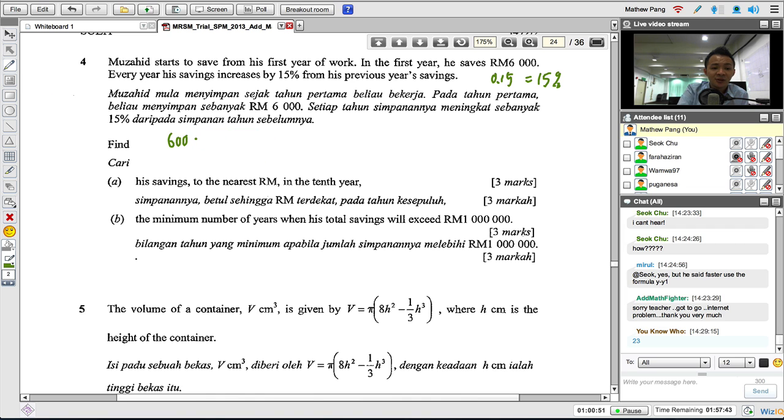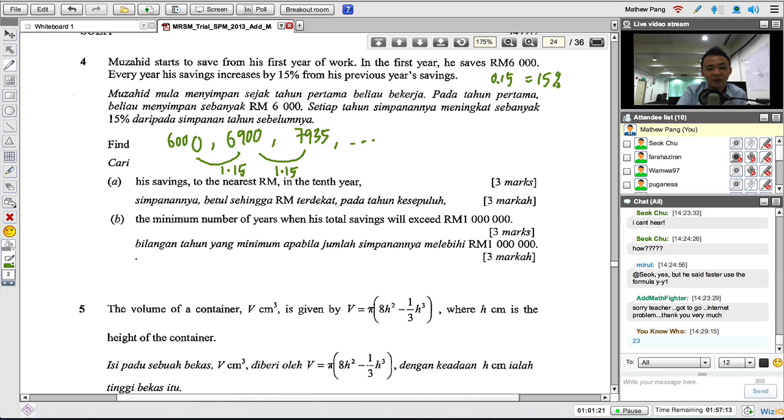If the saving increases 15%, for the second year you have to multiply by 1.15, because the 100% still remains. So 6,000 multiplied by 1.15 is 6,900. This is what happened in the second year. In the third year, you multiply by 1.15 also. Use the answer, multiply by 1.15, and you get 7,935.